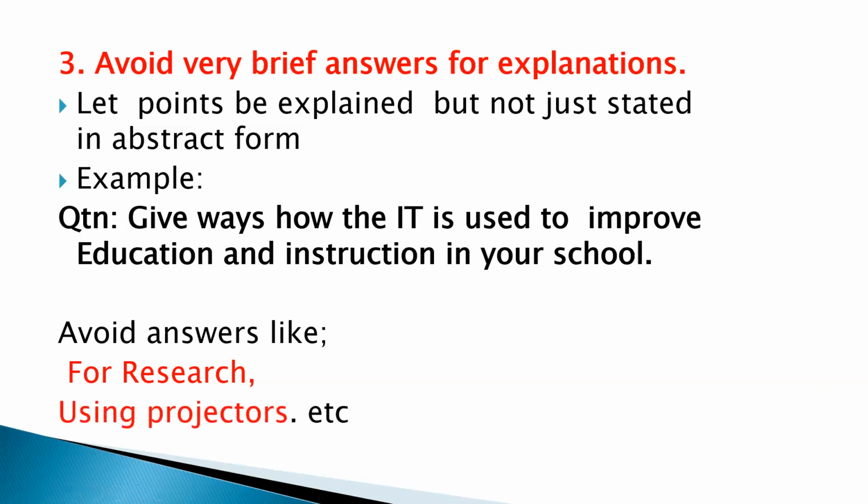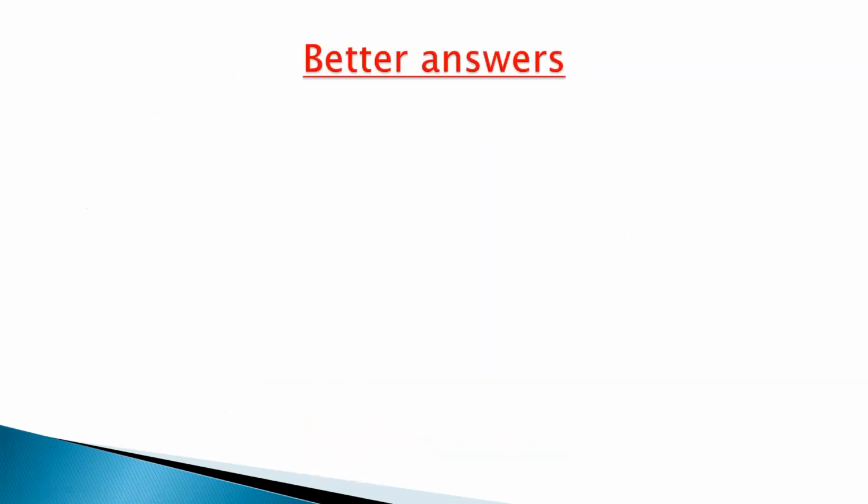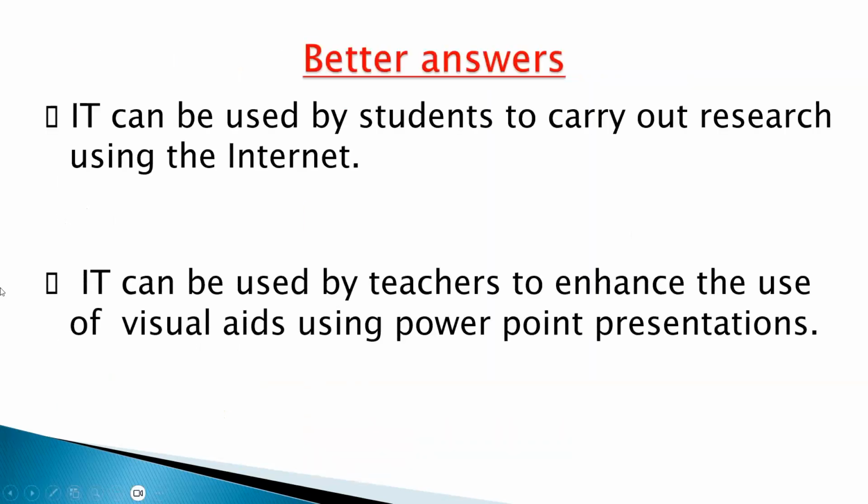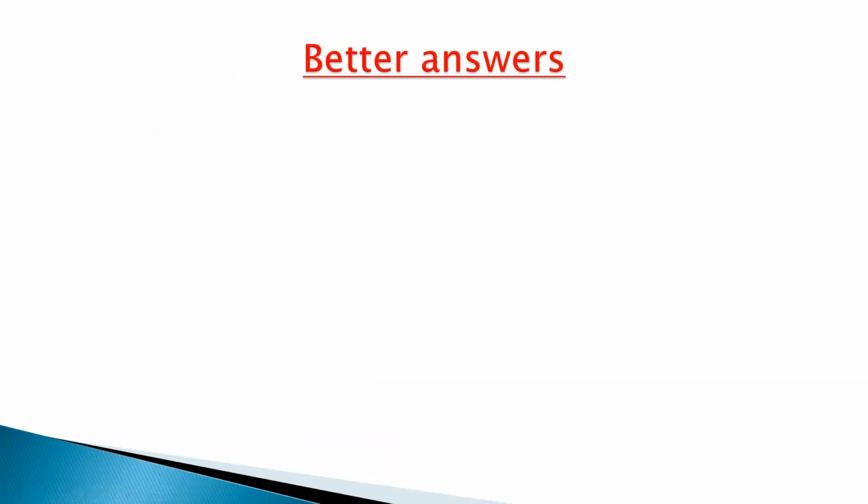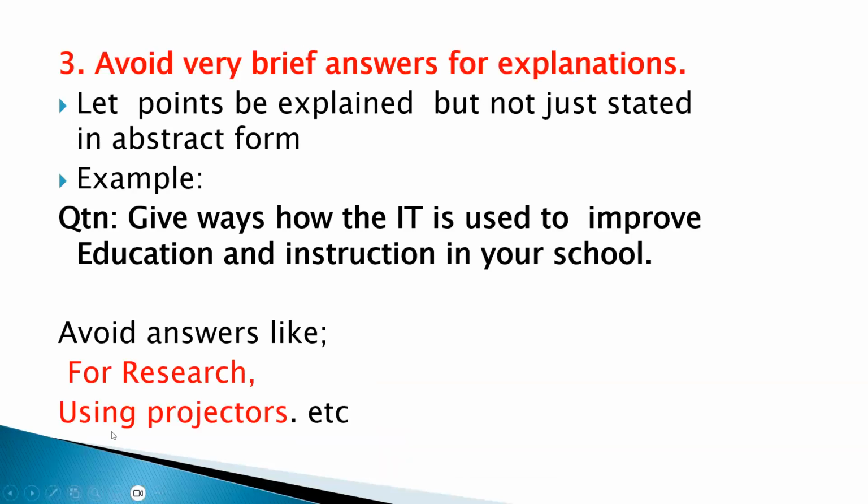I would rather phrase that as this: IT can be used by students to carry out research using the internet. So we should avoid putting just one word as an answer when the question requires us to give clarification on what we are supposed to put there. So we need to give an explanation of what we expect.